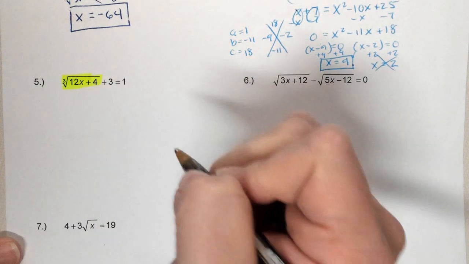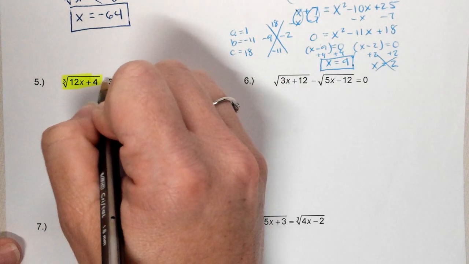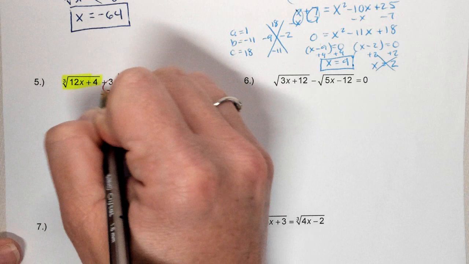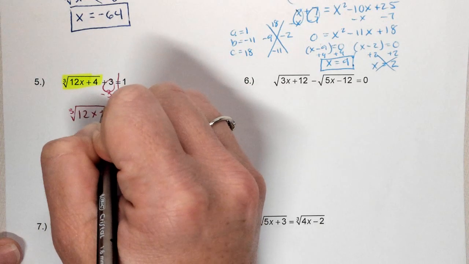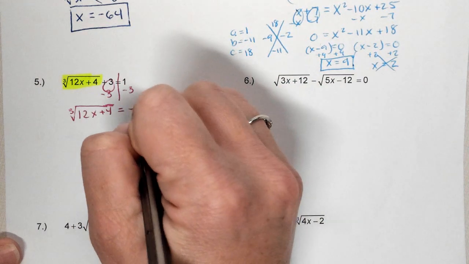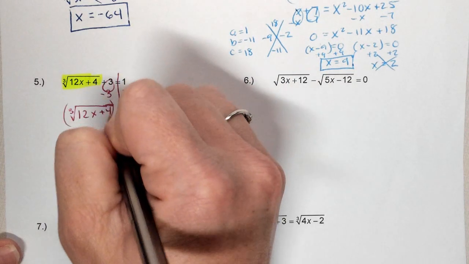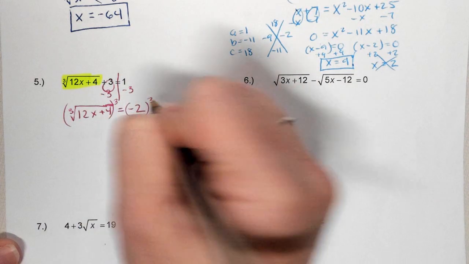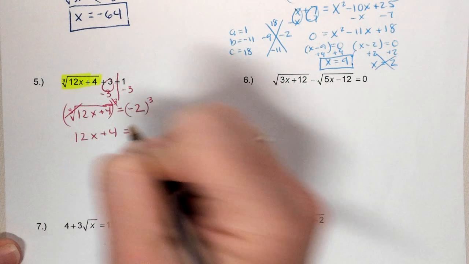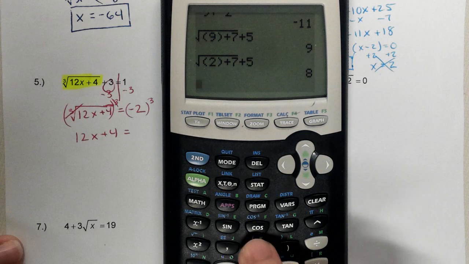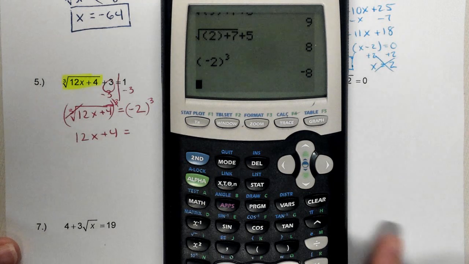So I have a cube root of 12x plus 4 with a plus 3 equals 1. So I have to get rid of this plus 3. So minus 3, and I have the cube root of 12x plus 4 equals negative 2. And now that my cube root is alone, I can cube both sides. So cube root cancels the cube, and I'm left with 12x plus 4 equals, and then remember, it's not times 3, it's negative 2 times negative 2 times negative 2. So it's actually negative 8.